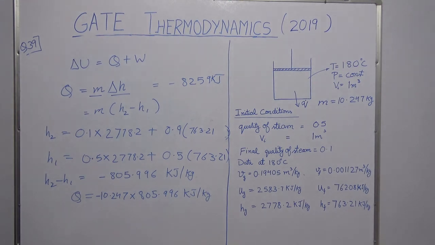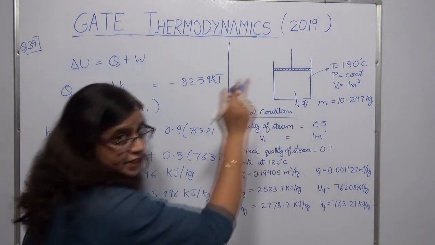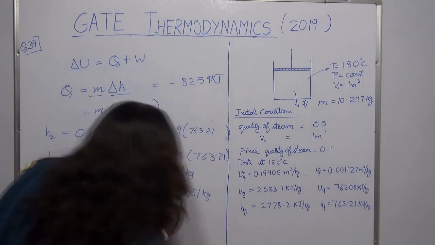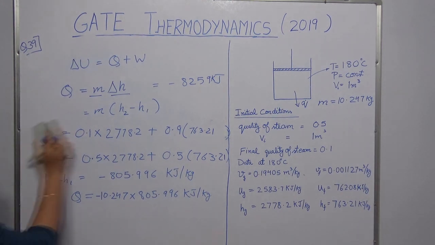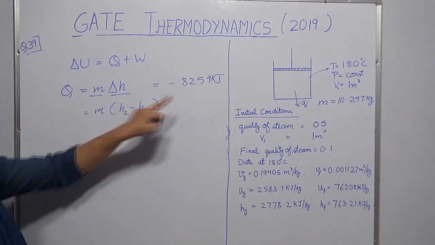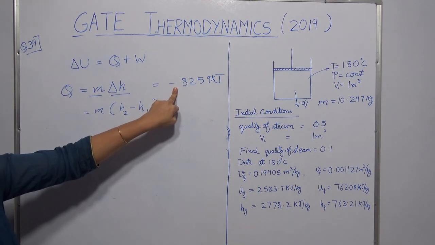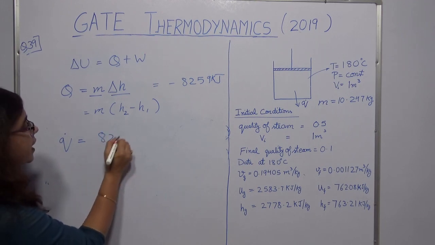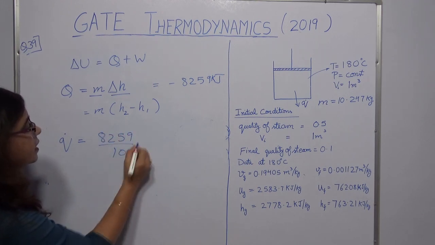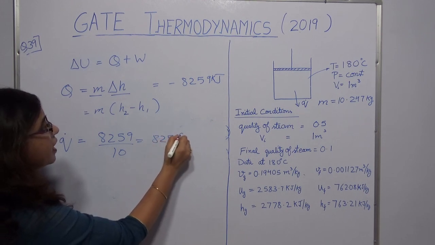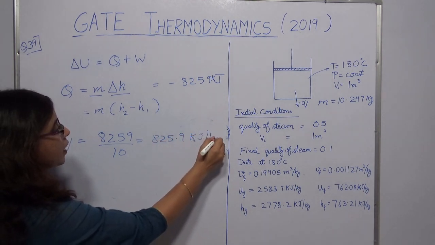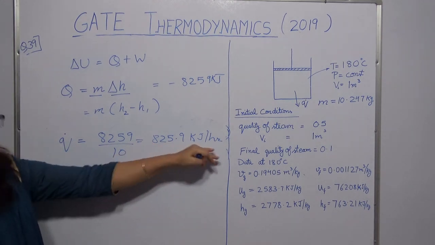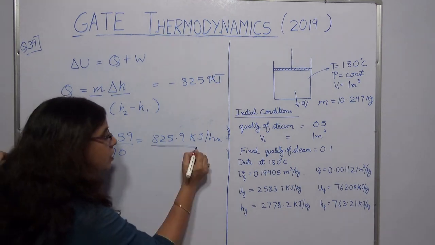But you have been asked to find out the rate at which heat is lost, so you have to divide it by 10. In order to calculate your Q dot, I do not have space, I will erase something. So over here Q comes out to be minus, that means heat is lost by the system. You have been asked to calculate Q dot, which will be nothing but 8259 divided by 10, that is 825.9 kilojoules per hour. So the heat is being lost at the rate of 825.9 kilojoules per hour. This is the answer which is given in the key.